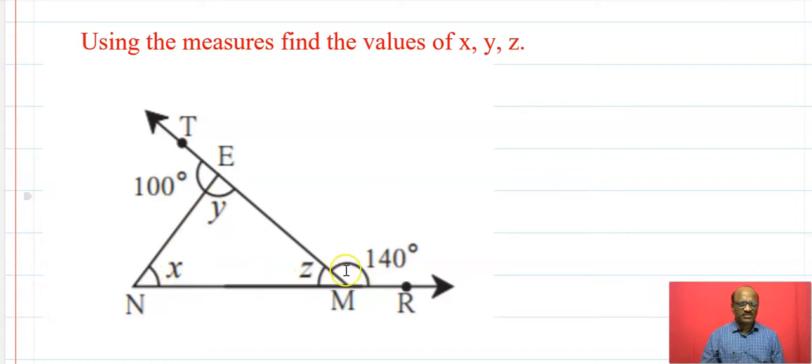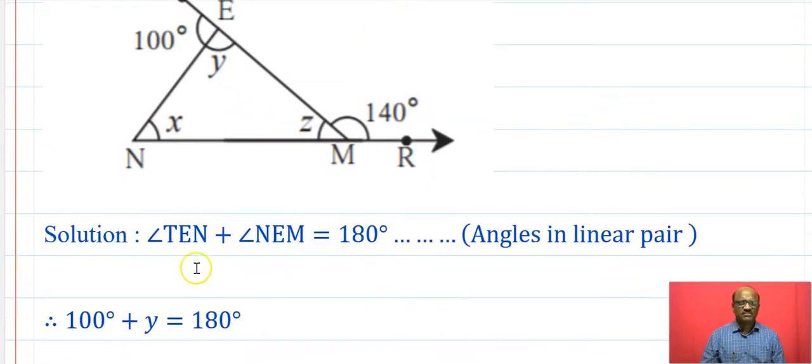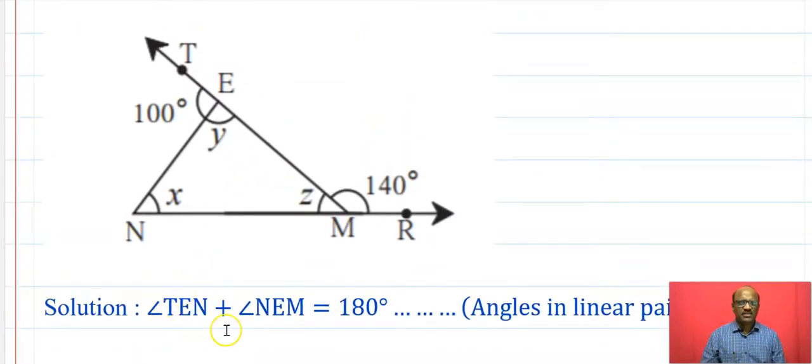And measure of angle Z. Now, measure of angle TEN and the measure of angle NEM are a linear pair. Their sum is equal to 180. And measure of angle EMR and measure of angle EMN are also a linear pair. Their sum is equal to 180, and we can find out the measures of the angles Y and Z. The first is measure of angle TEN.